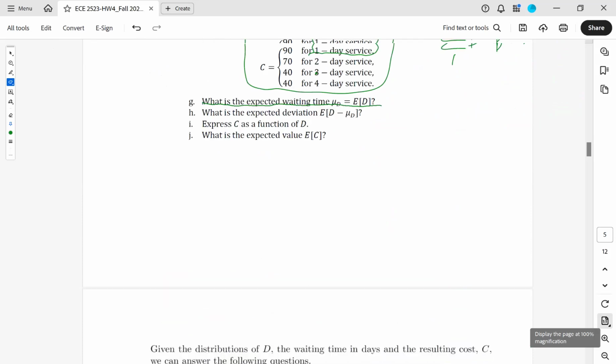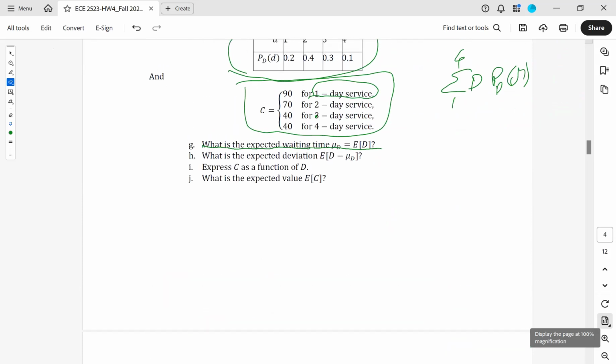Now, the second part asks us, what is the expected deviation, meaning the expected value of D minus mu D? What is the mu D? It's already noted in the first part. Mu D is the expected value of D. Okay, now, what is the expected deviation of a random variable? Expected value of D minus mu D should be 0. You don't even have to think about it.